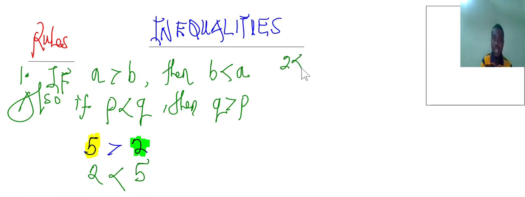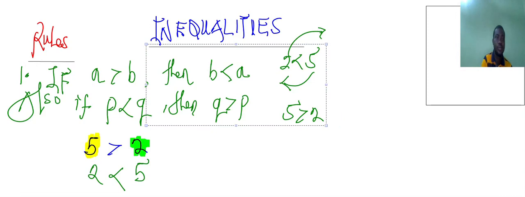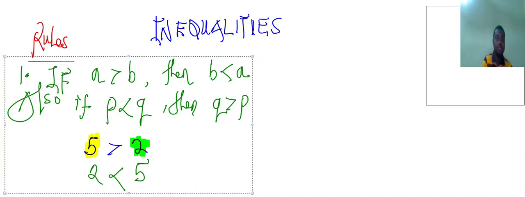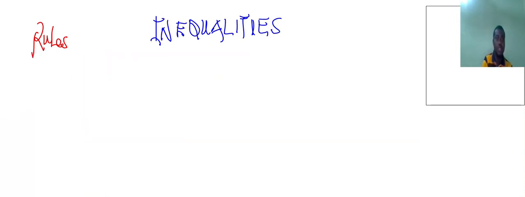The same way, if 2 is less than 5, then if we decide to swap position wise, then the inequality also changes. If 2 is less than 5, then 5 becomes greater than 2. So if A is greater than B, then B is less than A. One of the rules of inequality is also when we multiply or divide by a negative, inequality sign changes. It's a very important rule.